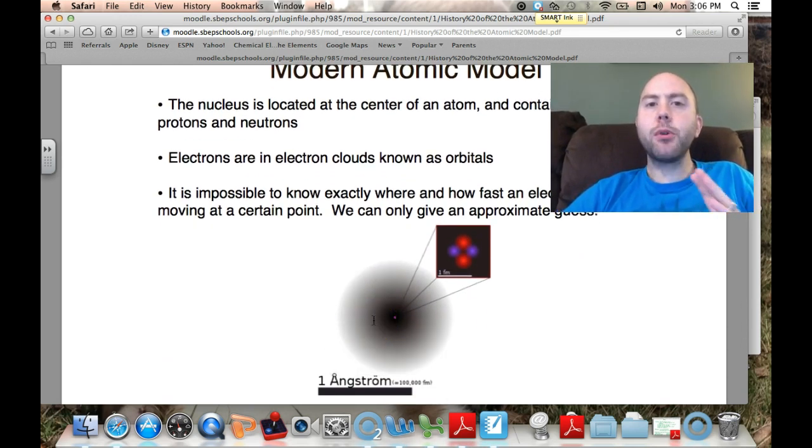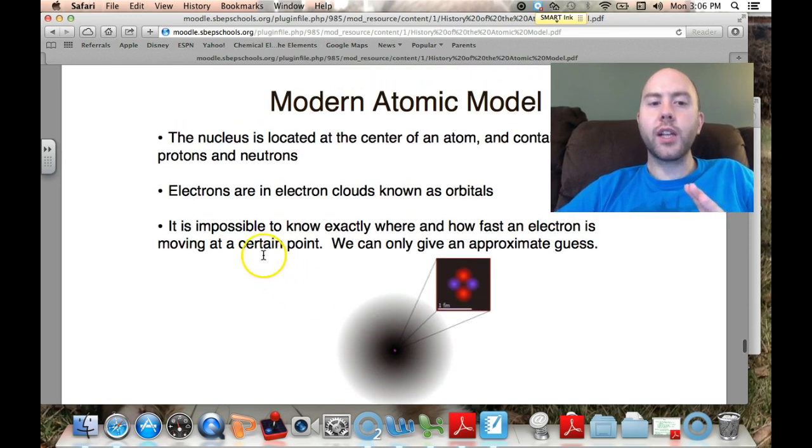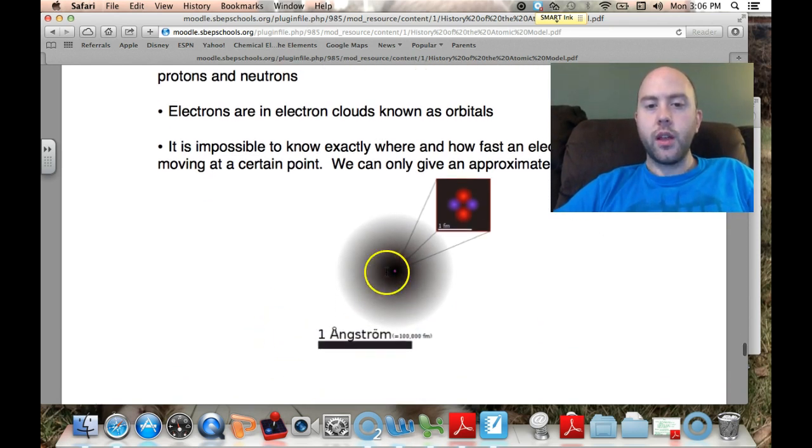It's impossible to know where in the world the electron is. It's impossible to know how fast or where the electron is. We can only give an approximate guess. This is the creation of what's known as quantum mechanics, where there's only a probability of finding an electron somewhere. So somewhere in the darker region is a very, very high probability of finding an electron. And then as it gets lighter, lighter, and lighter, you're less likely to find an electron there, but there is a probability of finding an electron.